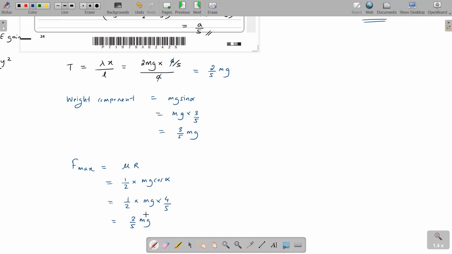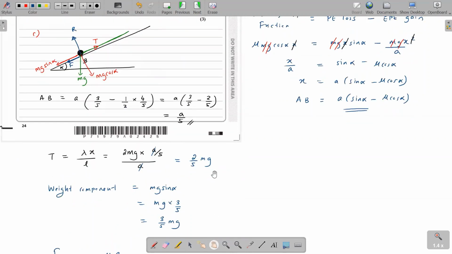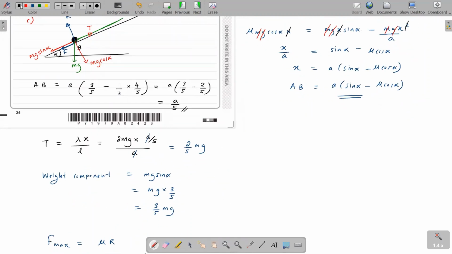Now you do realize that the maximum friction you can get is 2/5 mg. However, you are capable of giving a friction value more or less than this if it's not required. Now, for instance, here, what do we need to calculate? Let's calculate the forces here. So tension. I need to check whether I have the maximum friction here, or whether we are applying a friction less than the maximum friction. So how do we get that?